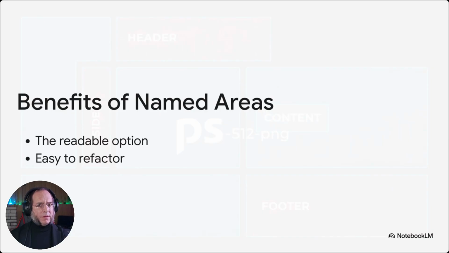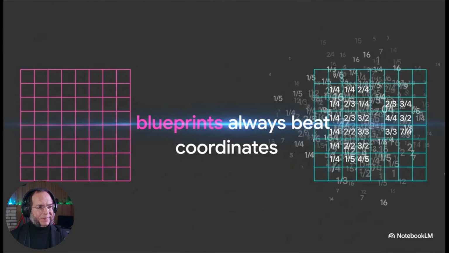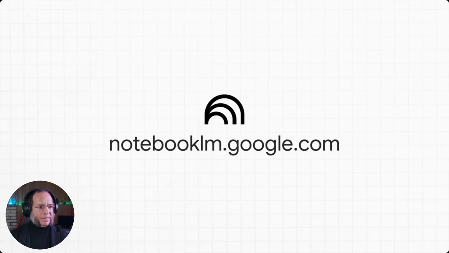For one, your code becomes incredibly readable and so much easier to refactor. And best of all, it's way less fragile than that tangled up line number spaghetti. So remember this, when it comes to layout, blueprints beat coordinates. Line number pasta is the past.